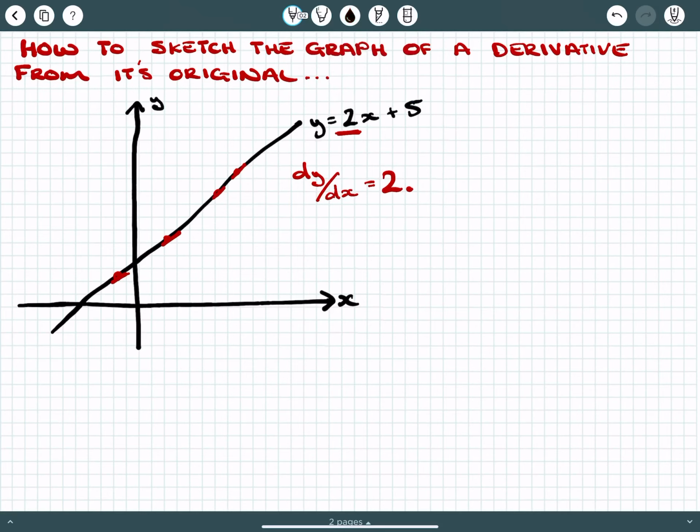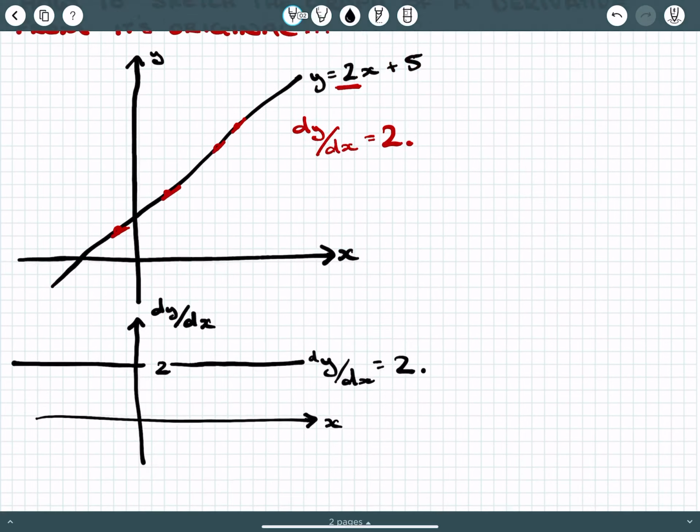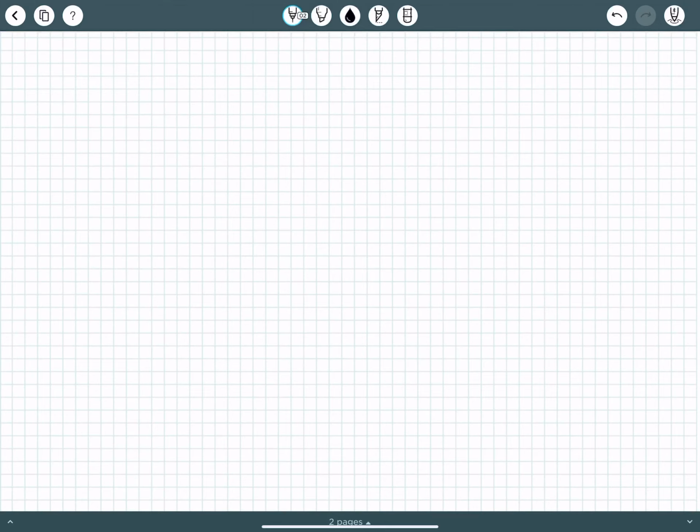But when we come to sketching the derivative function, we would label the y-axis not as dy, but dy dx, and x. What we would have here is the function of the derivative would be dy dx equals 2, and that's a flat line going along in parallel to the x-axis. Okay. But what happens when we start dealing with a curve?